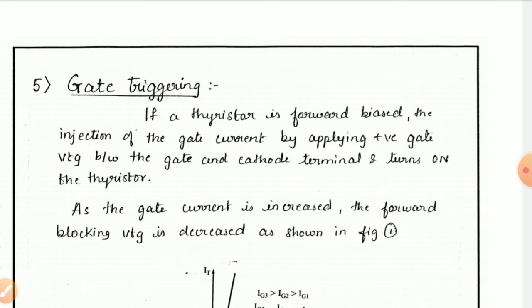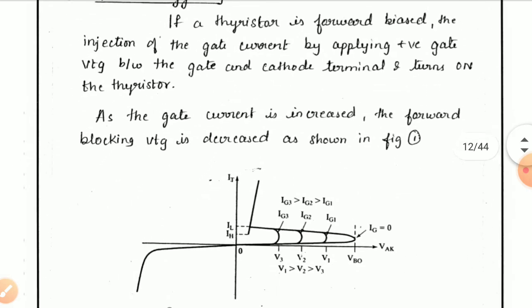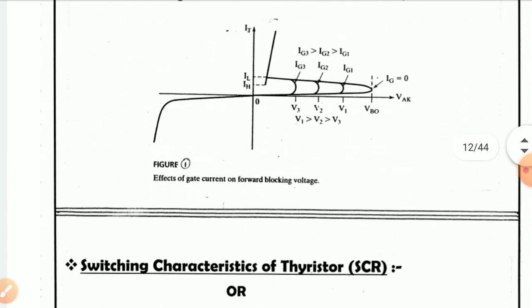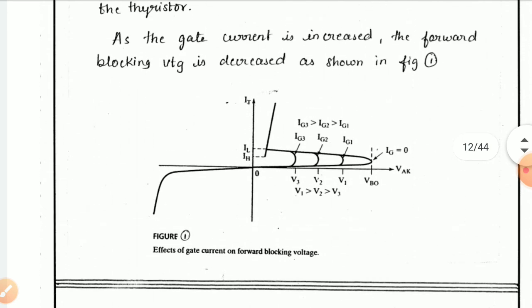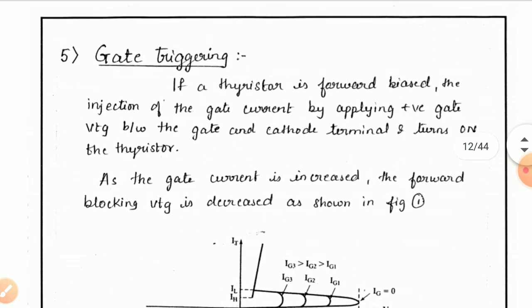Gate triggering is one of the easiest ways of turning on an SCR, so it is widely used in various applications. These are the different methods of turn on of SCR. We discussed the two transistor analogy of SCR and deduced the expressions for the anode current, then the different methods of thyristor turn on. In the next class we'll discuss switching characteristics of SCR and other related things.